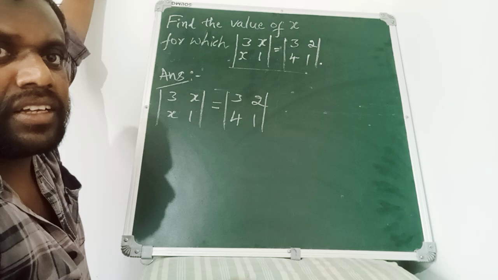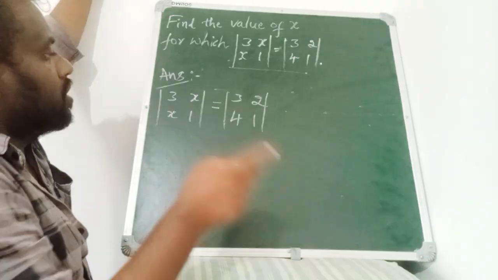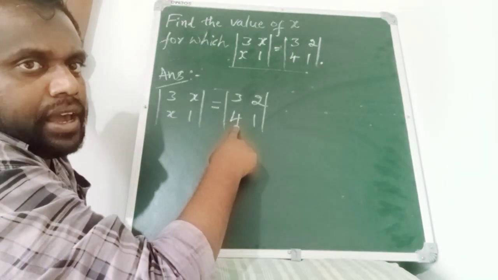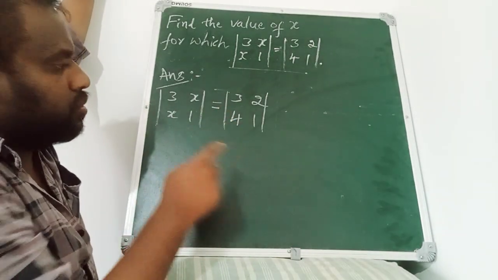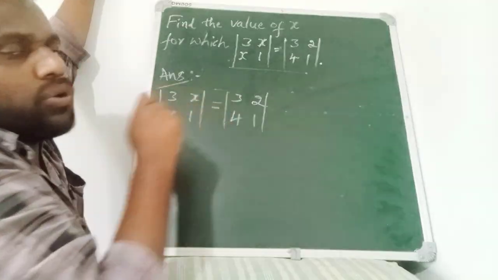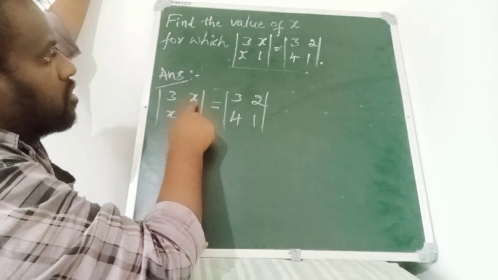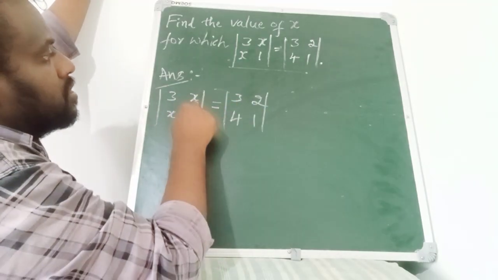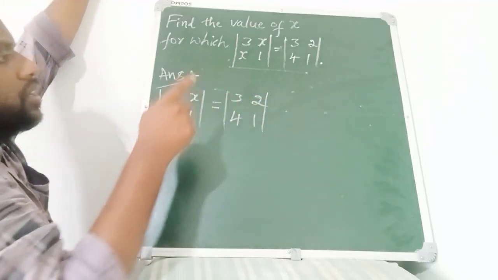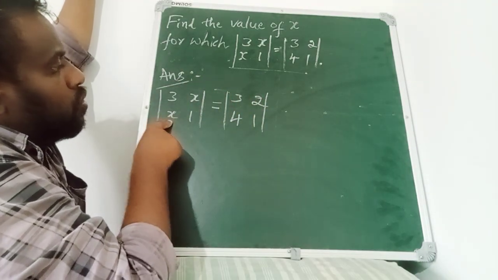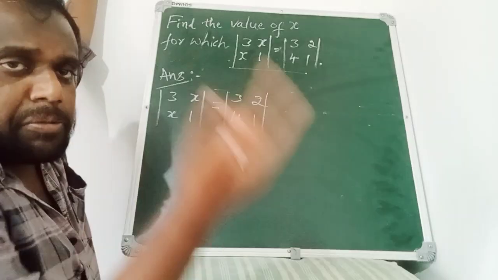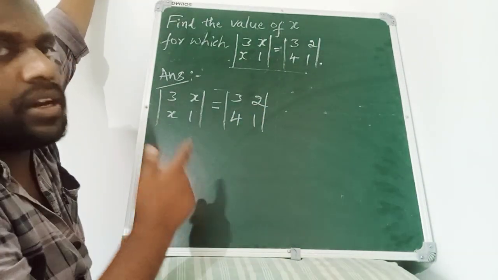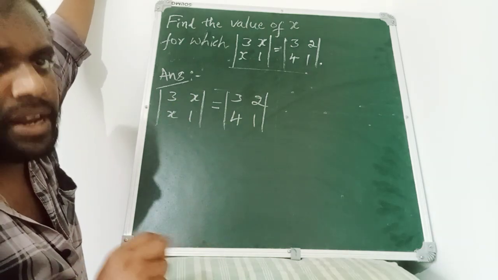Some people may think that is not right, that is wrong. Some people may think here x is the third element, and here the third element 4 is there. Again some people may get confused and think x is equal to 4. Some people may think x is equal to 2 because this is also the second element, and some people may think x is equal to 4. They may write the answer like that, but actually that is not correct.